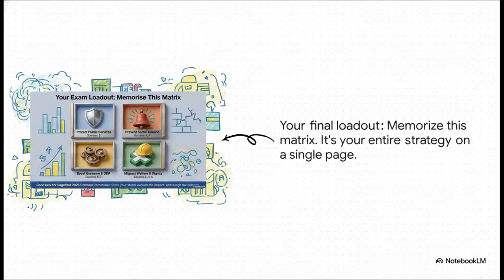And here it is, your final exam loadout. I want you to memorize this matrix. It's your entire strategy on one page. Top left, the shield, protect services with source B. Top right, the alarm bell, prevent social tension with sources A and F. Bottom left, the engine, boost the economy with sources F and D. And bottom right, the hard hat, protect migrant welfare with sources E, D, and C. Everything you need is right here.